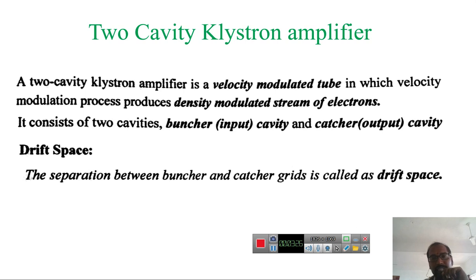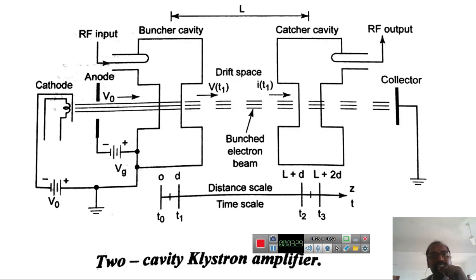Now we will see the block diagram of the two cavity klystron. Here we have two cavities. The first cavity is called the buncher cavity, and the second cavity is called the catcher cavity. We give the input at the buncher cavity and we get the output from the catcher cavity. On the input side, we give a very low frequency input, and on the output side, we get a high frequency output. Here we have the cathode. The cathode will emit electrons. At the end, we have the collector.